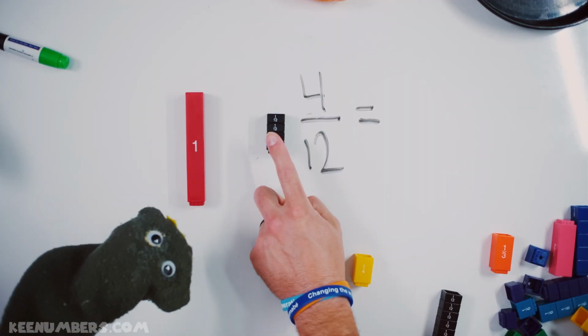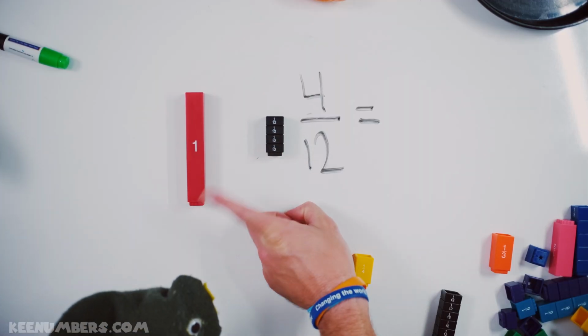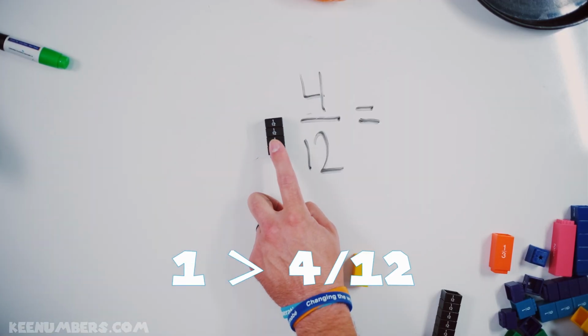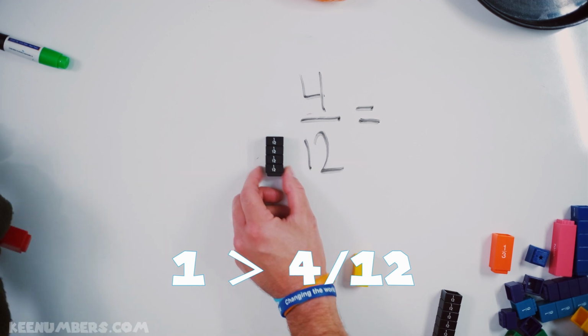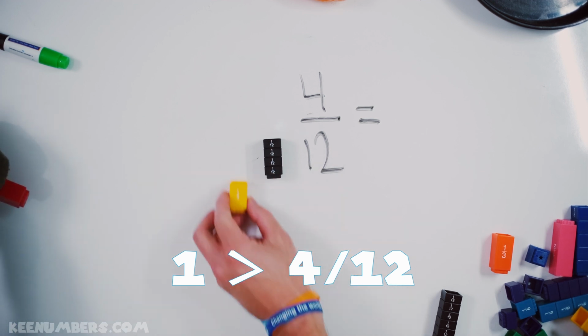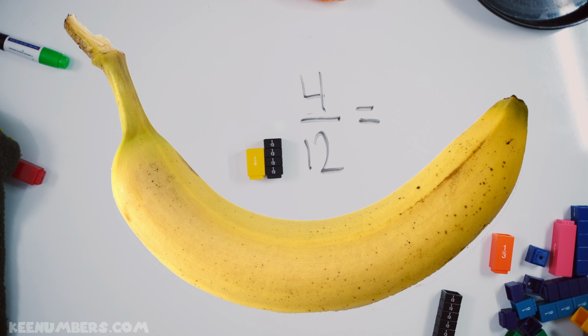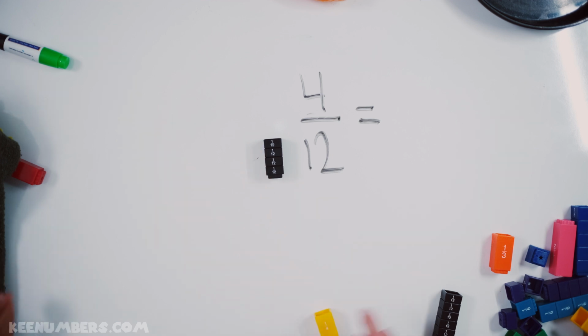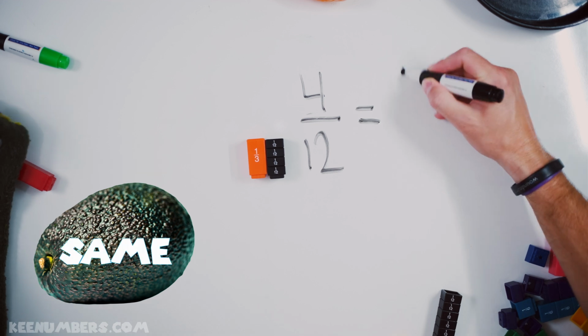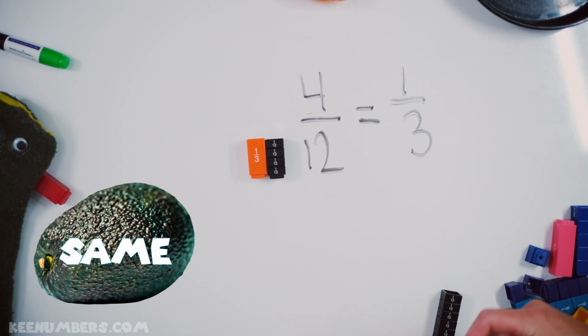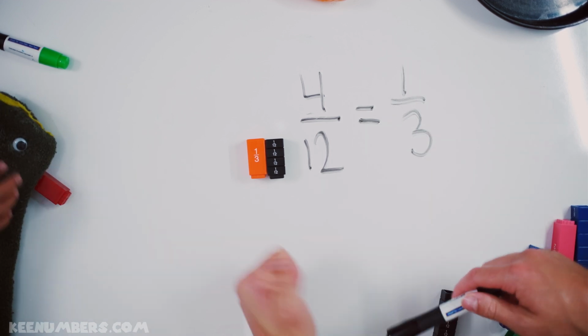What about 4/12? Can we simplify? Oh, it's the greater gator. He's eating the 1 because it's bigger than 4/12. Now, 4/12 does simplify. Is it 1/4? No. 1/4 is too small. Is it 1/3? Ding, ding, ding! 4/12 simplifies. It's 1/3.